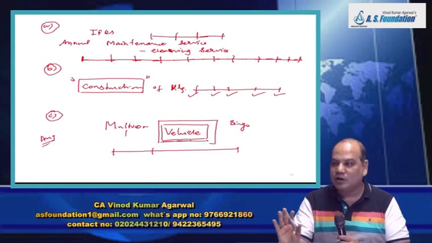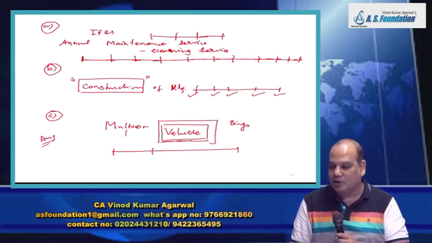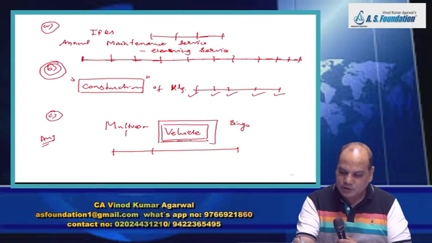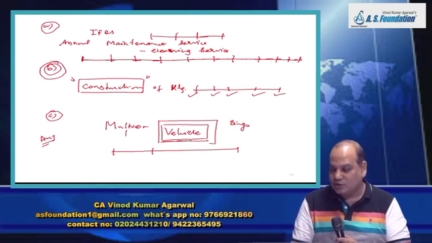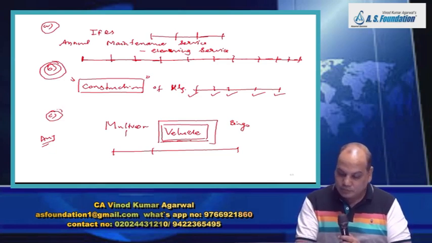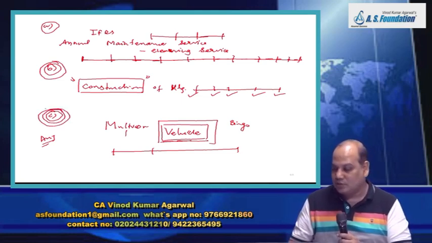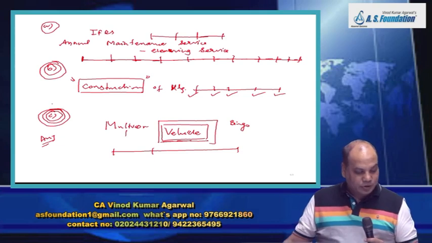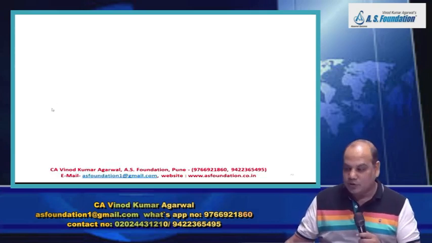Here I am rendering the services, the customer is enjoying the benefit. Here I am constructing an asset or enhancing an asset for the customer. Here we are constructing a specialized asset for the customer which others cannot use, and the seller has a right to recover payment for performance completed.